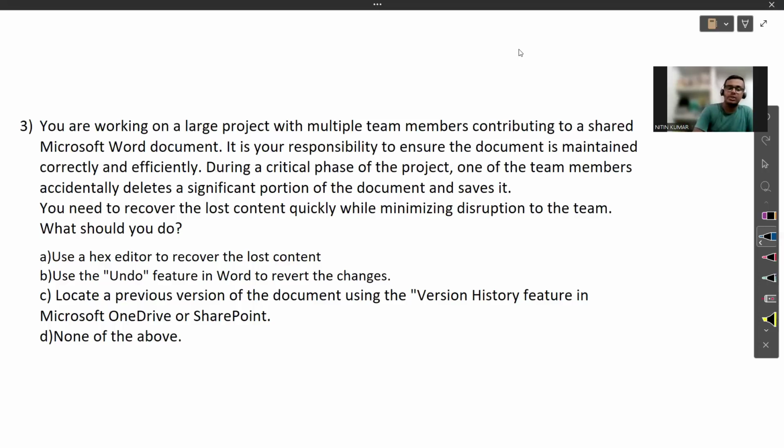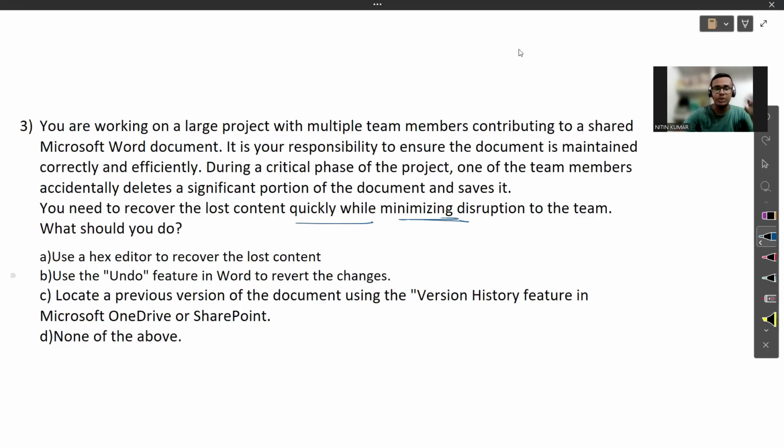So let's look at it. We have 4 options. What could be our option for the best move? The very first suggestion is to use the hex editor to recover the lost content. Now, a hex editor is software through which we can recover our content, but that process is actually very heavy and very time consuming, because we have to go through a series of steps to recover our data. Our data can be recovered, but that would take a lot of time and put a heavy load on the team also. But our task is to recover quickly while minimizing the disruption. So this could not be a wise idea for the current situation.